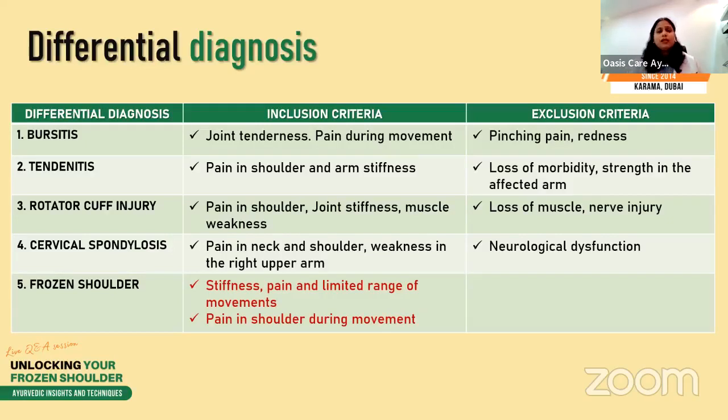So for what reason do we look at this? There are some criteria: sometimes joint tenderness will be there, and the pain is there only during movement, or a pinching pain is also there. Sometimes the redness will be too much on the joint, or sometimes the shoulder and arms are stiff but there is no strength in the arm. And especially in rotatory cuff injuries, the muscle stiffness is too much and the weakness is also there.